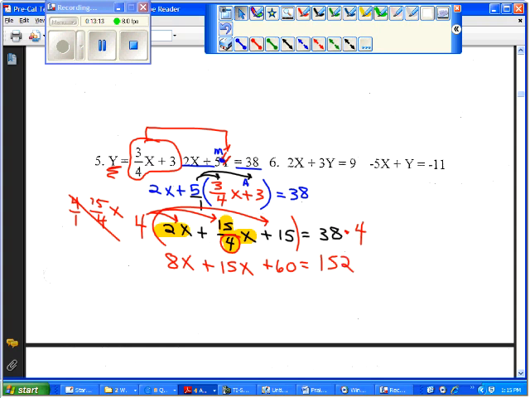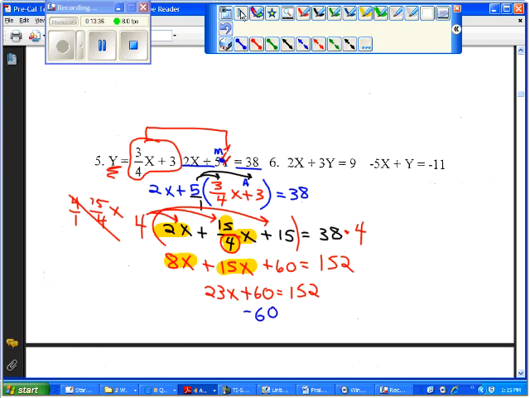Now there's not any fractions to deal with anymore. So now we're going to combine our like terms. That's what we were fixing to do, but we made them not be fractions first. Now we're going to combine our like terms. 8 of those and 15 of those is 23 of those little x's, plus 60 is equal to 152.